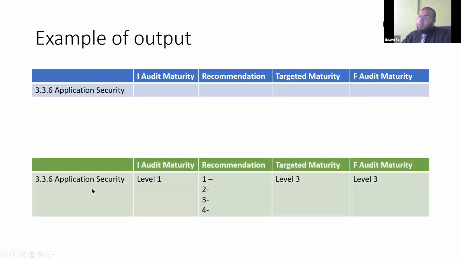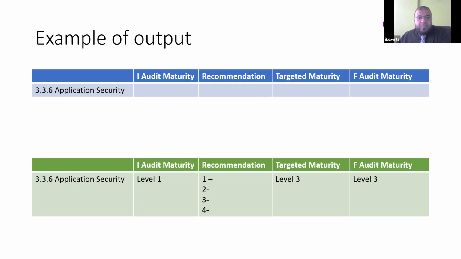For example, in application security, I can say in the initial audit that you are on level 1 or level 2. I give you some recommendations to jump to level 3. In the final audit, I must find you on level 3. I hope I answered you, Mr. Abdullah. Fine, that's correct. Could you confirm, please?